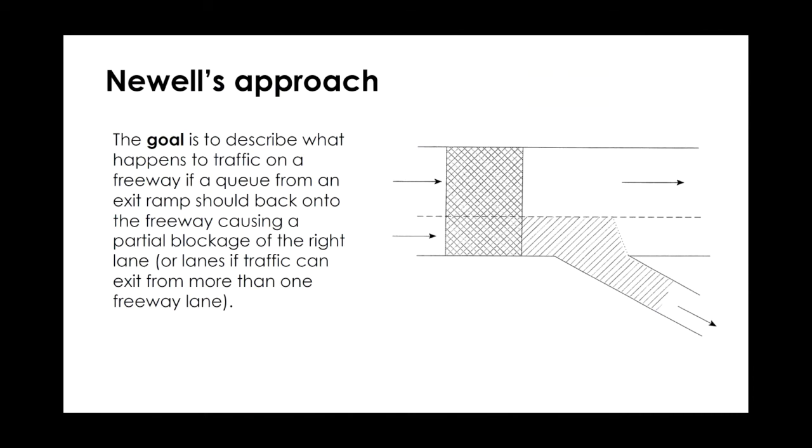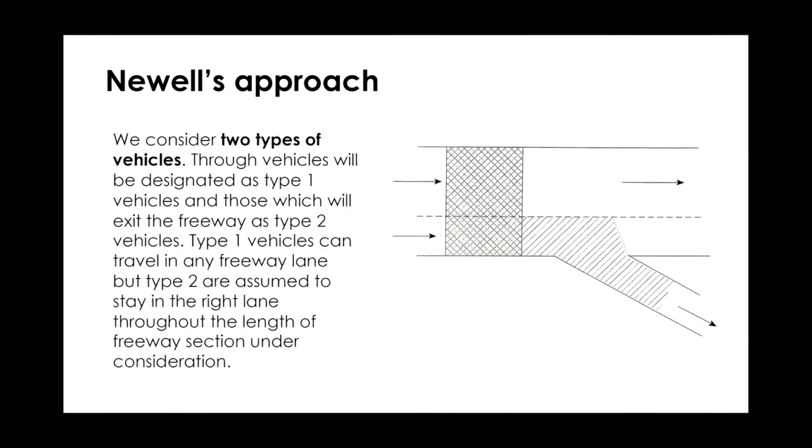So the goal of Newell's approach when it comes to a diverge is to describe what happens to traffic on a freeway if a queue from an off-ramp spills back into the freeway, causing a partial blockage of the right lane or right lanes, depending on how many lanes are exiting. So if a queue backs up from the off-ramp and partially blocks the freeway, we want to analyze how that would impact the total inflow and the total outflow of the main line.